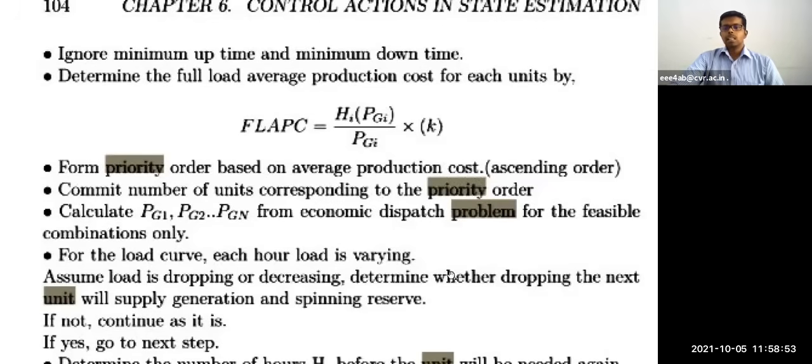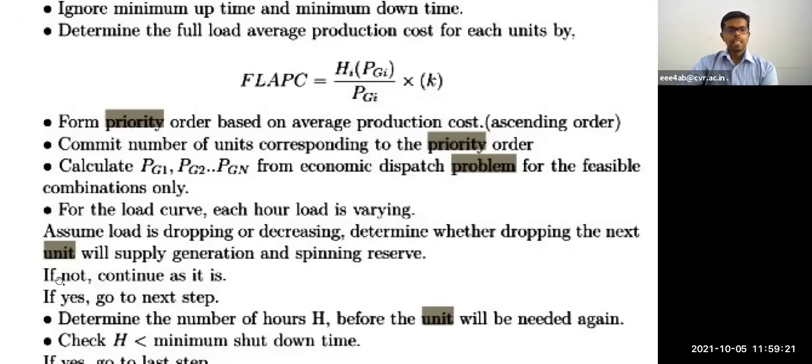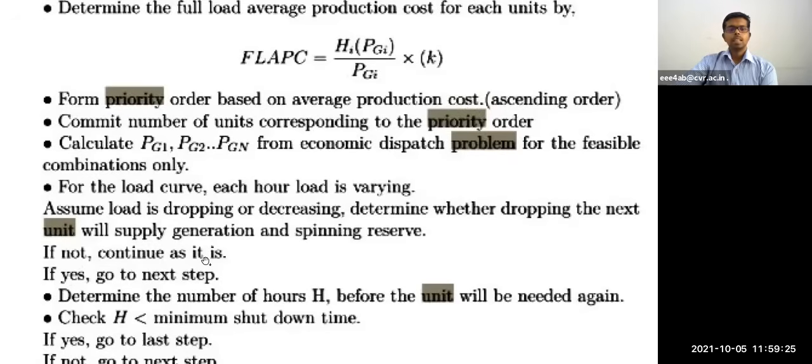Assume the load is dropping or decreasing, and also determine whether dropping the next unit will still supply the generation and the spinning reserve. So that also we need to calculate. If this condition is not satisfied, continue as it is. If yes, then go to the next step.